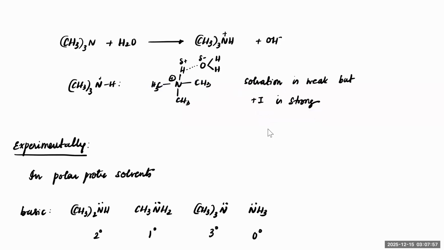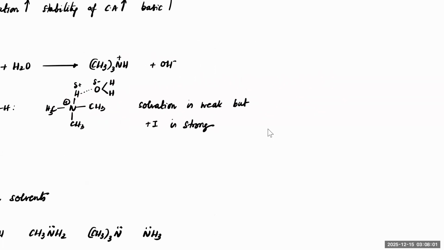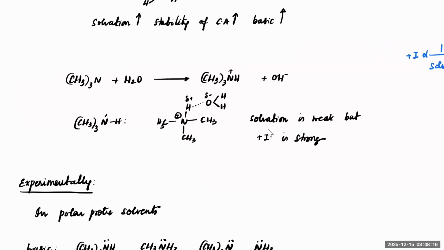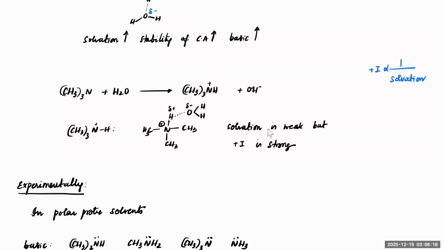And this is what happens usually. The plus I effect and solvation are always opposite to each other. So plus I is inversely proportional to solvation. Whenever there is more solvation, that means there is less plus I effect. And whenever there is less solvation, that means there is more plus I effect. So you need to check out the combined effect.